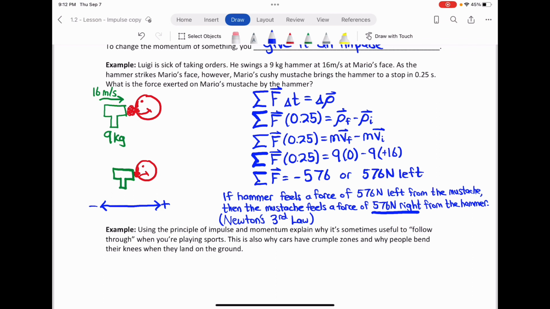Okay, last thing I want to talk about is an application of the principle of impulse and momentum to sports. Well, to a variety of things, but one of them is sports. And I want to talk about this idea of following through when you're playing a sport. There's lots of sports where we talk about this. If you're kicking a soccer ball, we can talk about following through. If you're hitting a baseball, we talk about following through. Hitting a golf ball, we talk about following through. And the principle of impulse and momentum sheds some light on why that might be important.